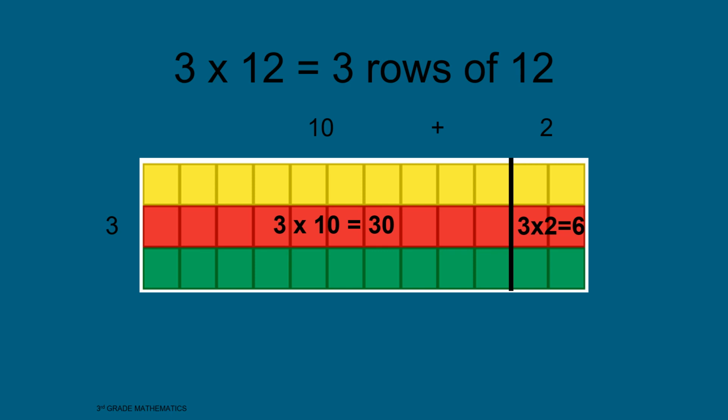Since we know there are 30 squares on the left side of the array and 6 squares on the right side, how many total squares are there? We can also think about this as the area of the rectangle and how many squares can cover it. To figure that out, all we have to do is combine the 30 and the 6 to give us 36. So 3 times 12 equals 36.